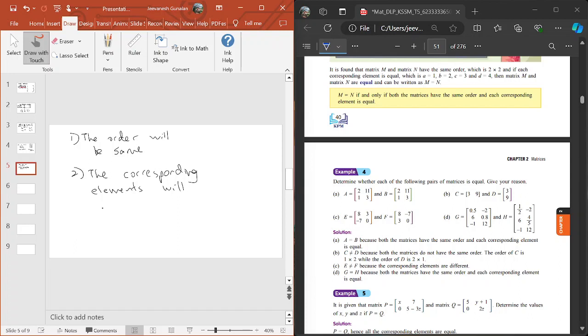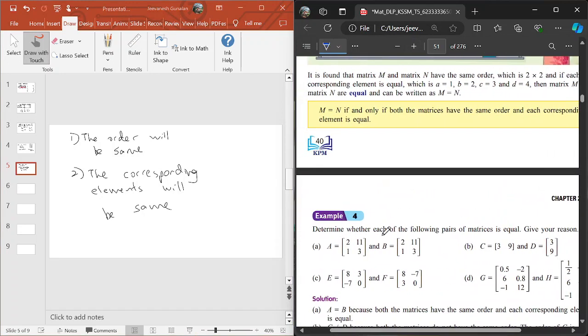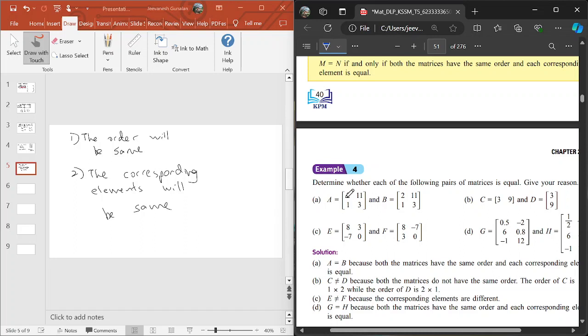Elements will be the same. And these are the only two requirements for two matrices to be equal. So let's see these examples. In this case, the rows here are 2 and 2 columns, and here is 2 times 2 as well, so both are equal. The first order is the same, so the first requirement is correct. And now the corresponding elements will be the same too, so 2 will be equal to 2, and 11 equals 11, and 1 equals 1, 3 equals 3. So that's why these are equal.